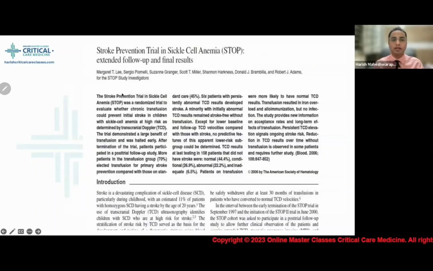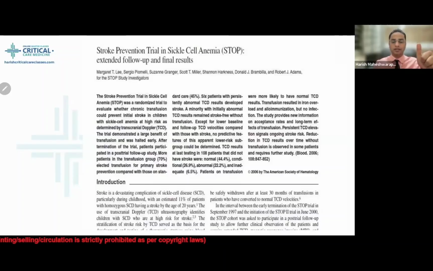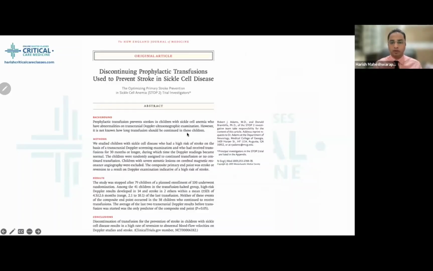This is one more trial, the STOP trial, stroke prevention trial in sickle cell anemia, extended follow-up and final results. Again, it showed some benefit of using TCD: one, to stratify the stroke risk in sickle cell anemia patients; secondly, it also tells about the need for blood transfusion. This is one more trial, published in 2005 in NEJM, the STOP2 trial.